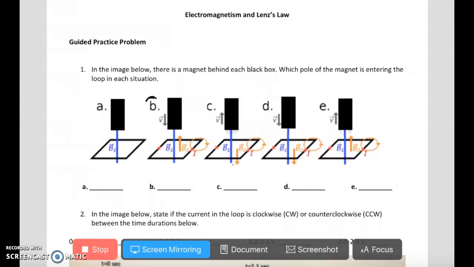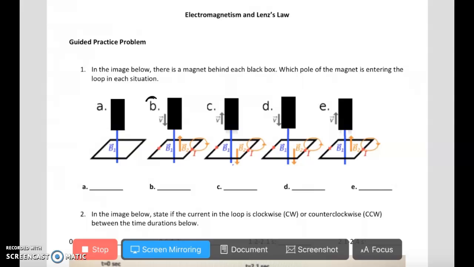Guys, Miss Miller here. I am looking at the electromagnetism and Lenz's law guided practice problem, and I'm realizing that Mr. Swenson and I have kind of different perspectives about how we think through Lenz's law. I don't think one perspective is better than the other, but sometimes one perspective clicks with a student more than another. So I wanted to present to you my way of thinking through Lenz's law, and then you can choose which perspective makes the most sense for you and apply that to solve Lenz's law problems.